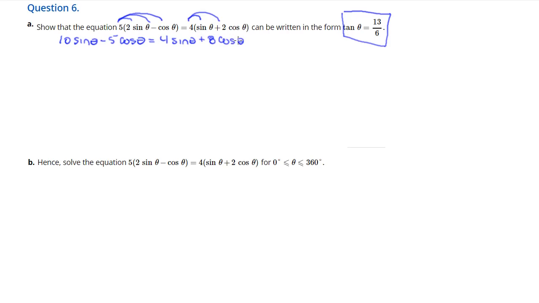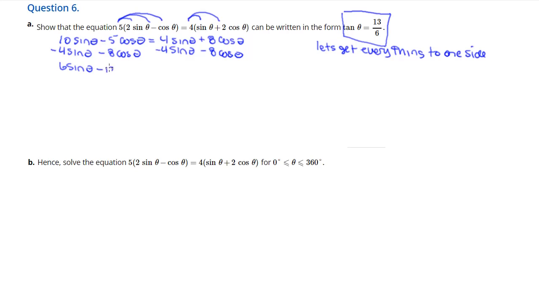And now let's see here. Well, now I think I probably can get everything over onto one side. You notice how they're all sines and cosines. So let's go ahead and subtract everything, and let's make it as small as possible. So I minus 4 sine and minus 8 cosine on both sides. And so then that's going to give me 10 sine minus 4 sine, or 6 sine. And then negative 5 minus 8 is negative 13 cosine. And it's equal to 0.